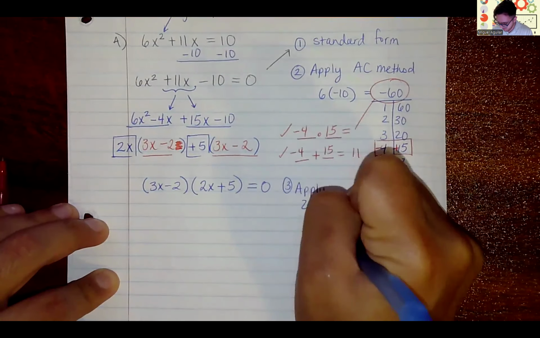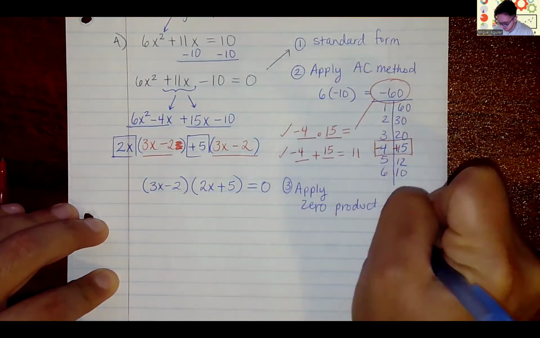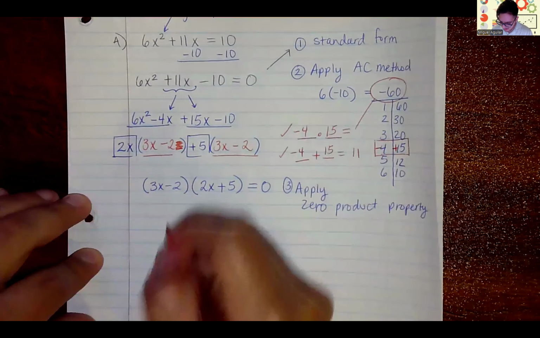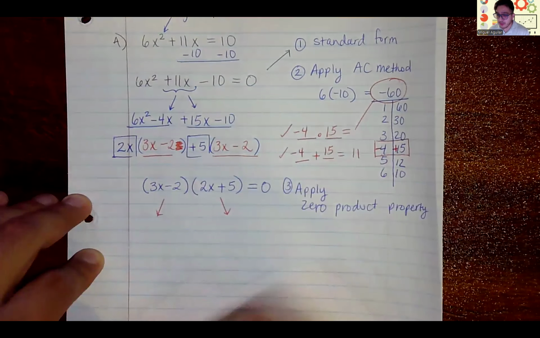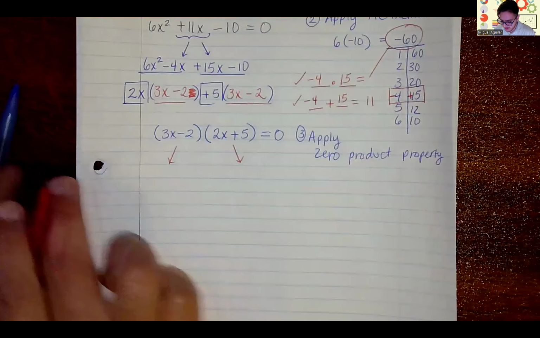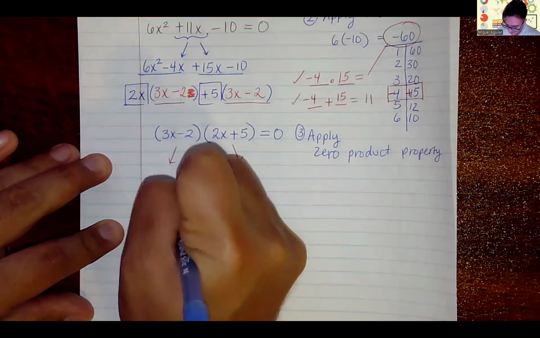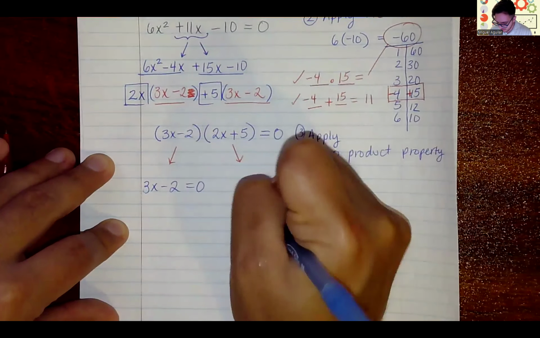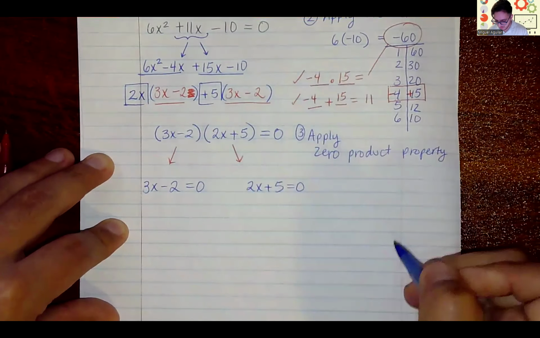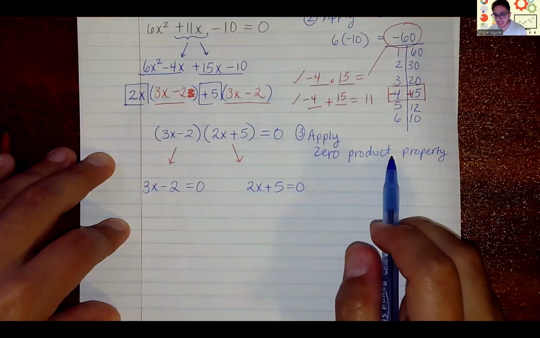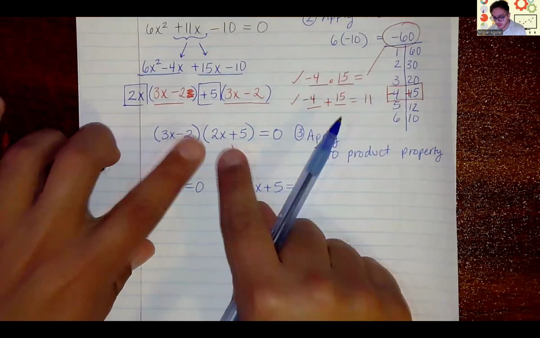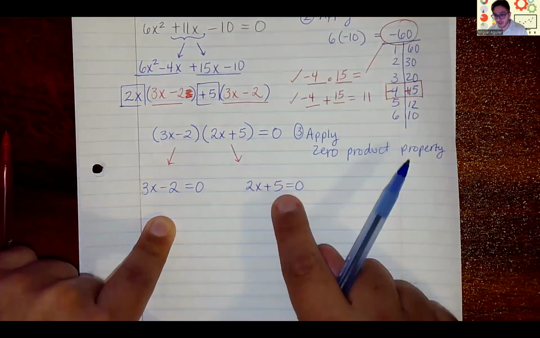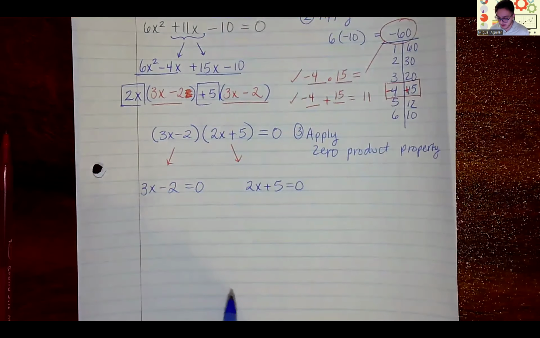the zero product property, which you could just succinctly summarize as splitting this up into two linear equations and then solving those individually. So we're going to go with 3x minus 2 equals 0, or 2x plus 5 equals 0, okay? Because again, the zero product property says if we have two things that are multiplied and they equal 0, then either one of those things is equal to 0, or the other thing is equal to 0, or possibly both of them are equal to 0, okay?